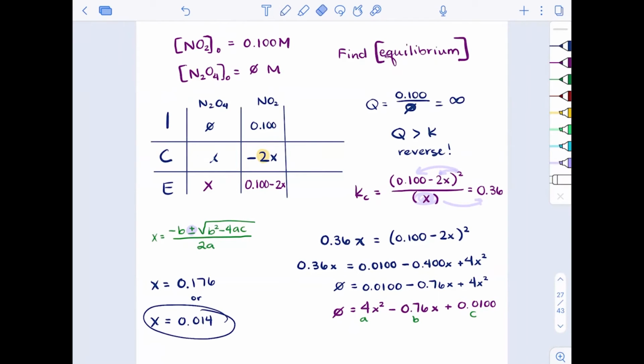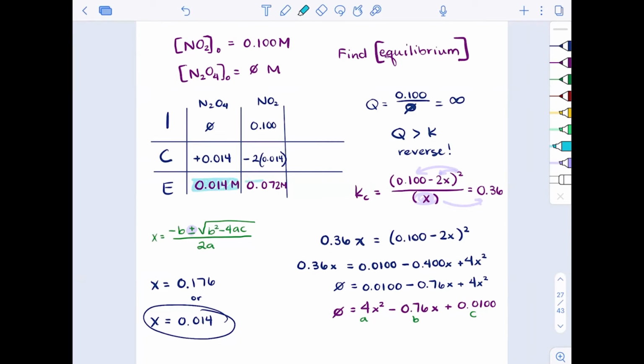Then we can plug it back into our ICE table, plus 0.014, minus 2 times 0.014, and we'll solve for our equilibrium concentrations. The concentration of N2O4 is 0.014 molar. The concentration of NO2 is 0.072 molar, 0.1 minus 2 times 0.014. All right, so there's our final answer.